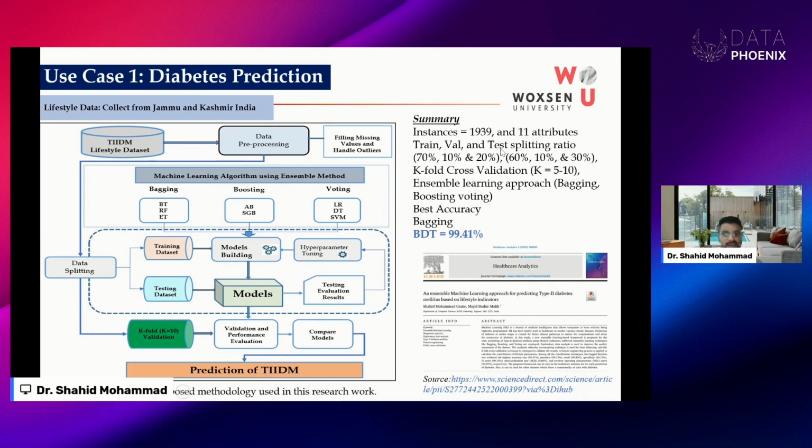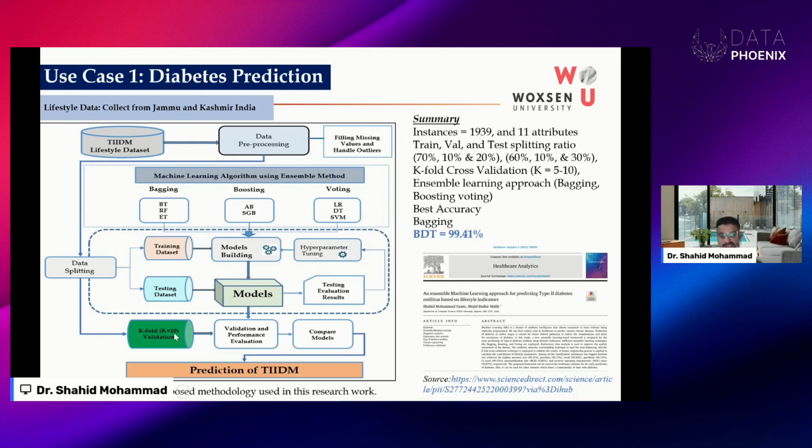So as far as training, validation, and test is concerned, first we split 70, 10, and 20, where we applied 70% for training, 10% for validation, and 20% for testing. And again we did 60, 10, and 30, and out of both these combinations we settled on 60, 10, and 30, where our model provided better results.